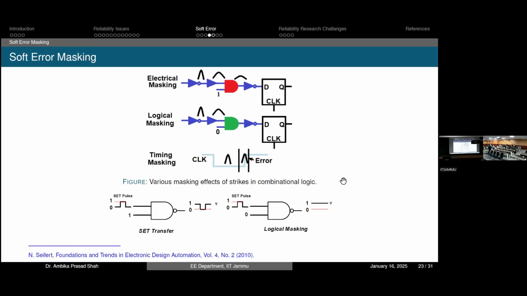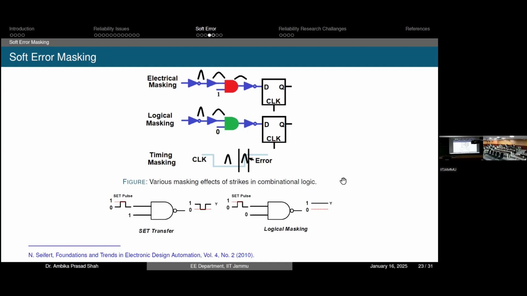Okay. So now because you have positive level, negative level, positive edge, negative edge, but you have made your circuit in such a way that it will be passed only in the negative edge, you have only a very minimal chance that the impulse will be transferred. So in this way, with the timing, you can mask them.